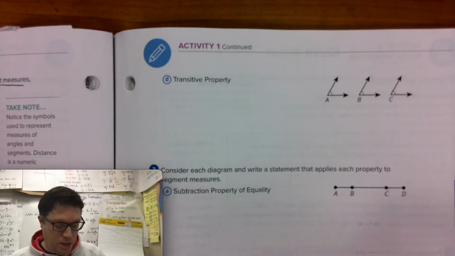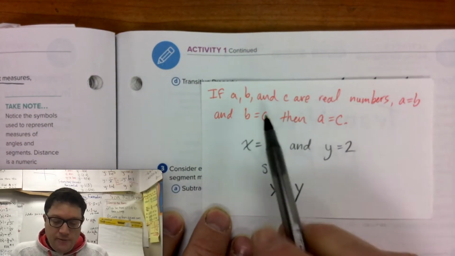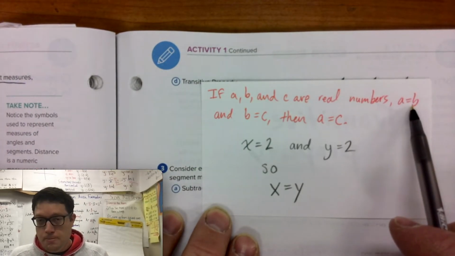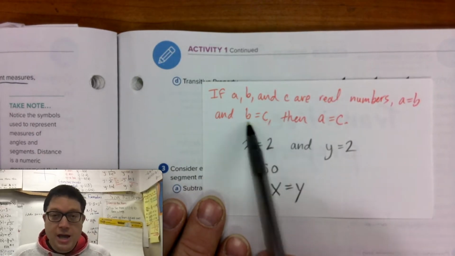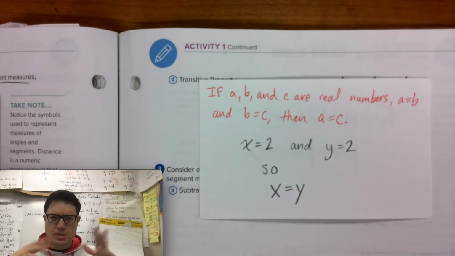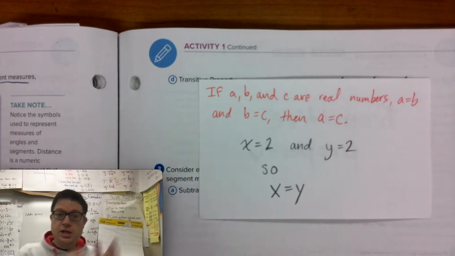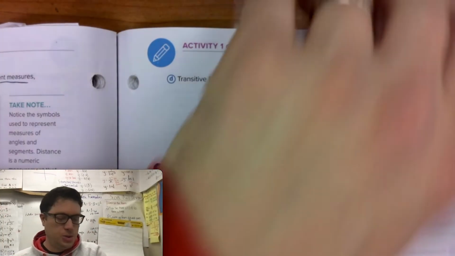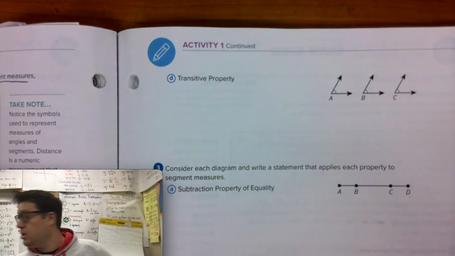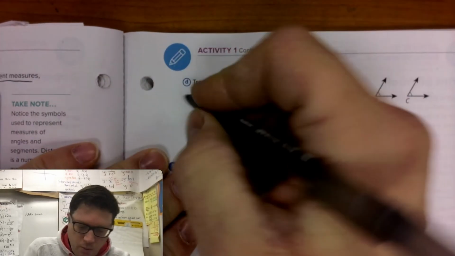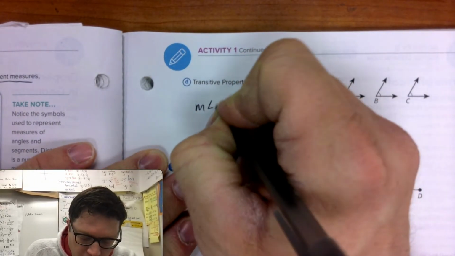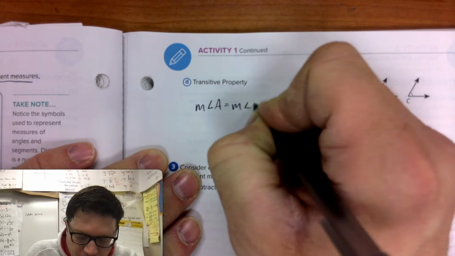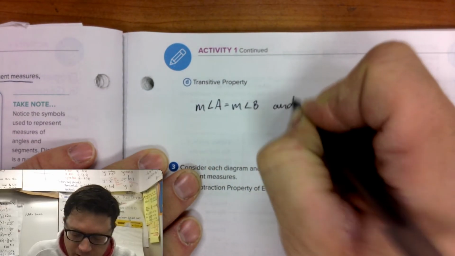It's the transitive property. Transitive property says you have three things. And if the first two are equal, and the next two are equal, so the second and the third, then actually the original and the last one, the A to C, those are also equal. So we're just going to build a chain of equality statements for the transitive property. We're going to say the measure of angle A equals the measure of angle B. All right, that's the first one.